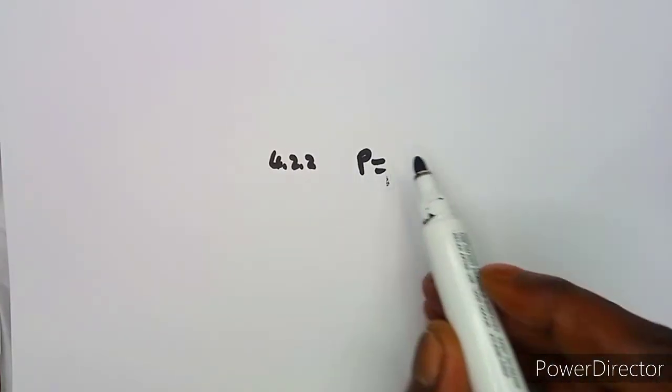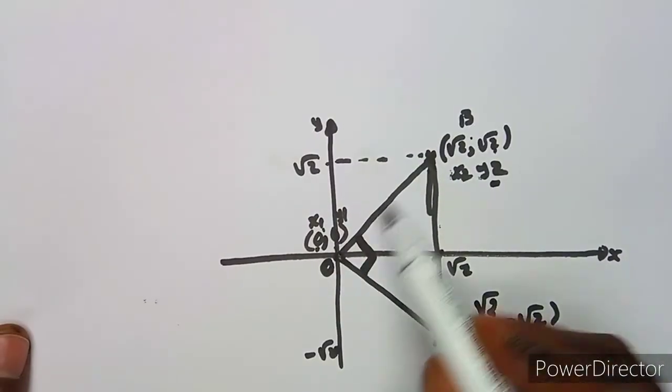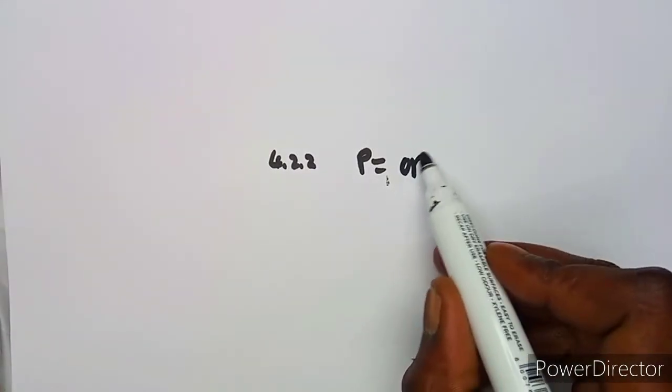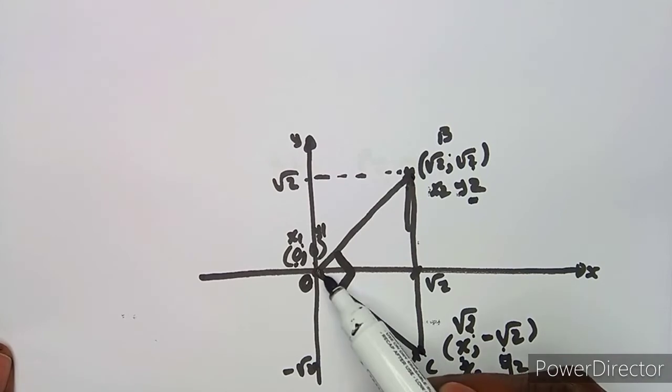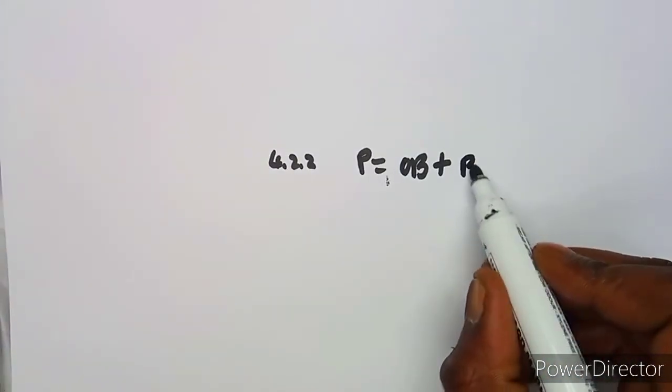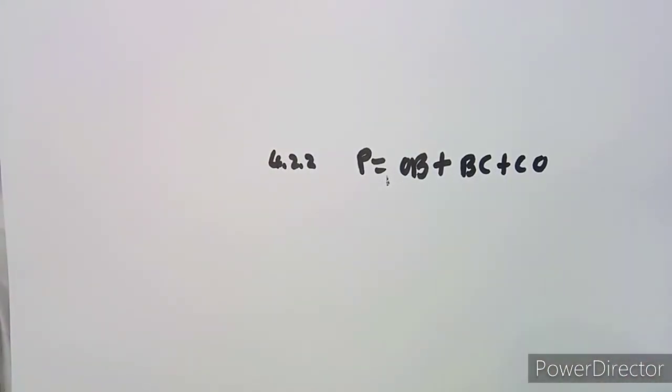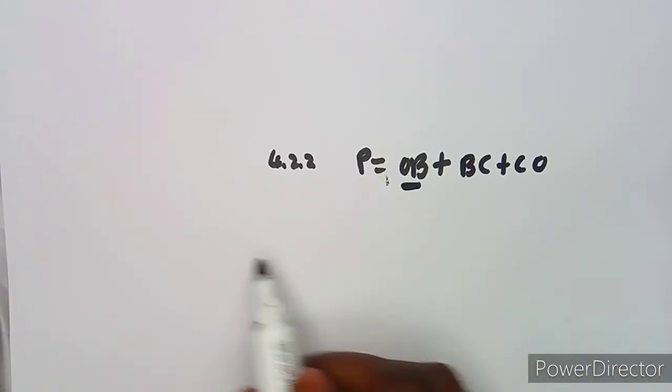So the perimeter is the distance right around the shape. So I'm going to add OB, plus BC, plus CO. All right, which means we have to find the length of OB.